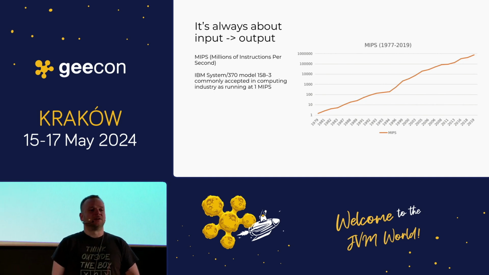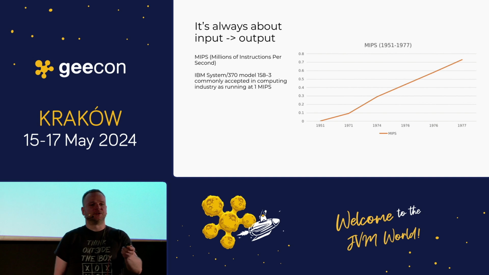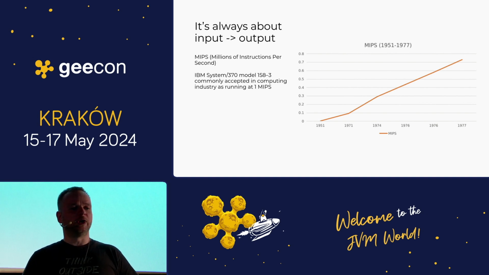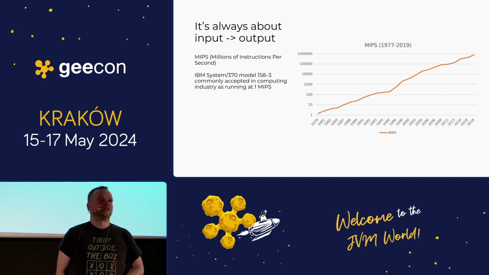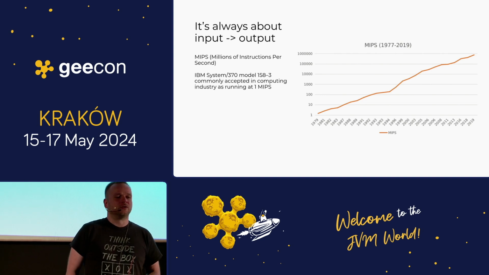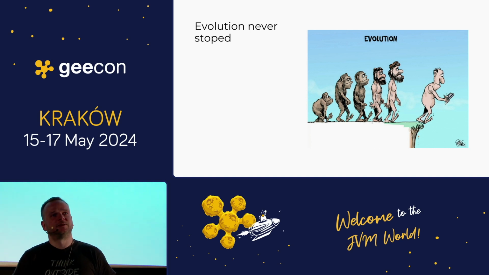Notice that this scale is logarithmic. The previous graph shows just 20 years, roughly 20, 25 years of data, where the progress was fairly linear. Starting in 1977, the progress became exponential. And the evolution never stopped.